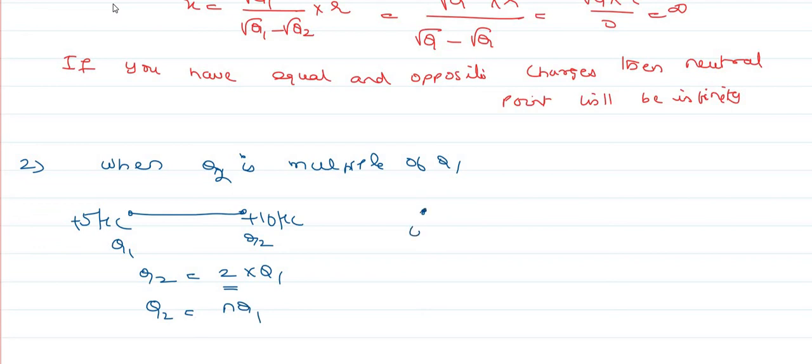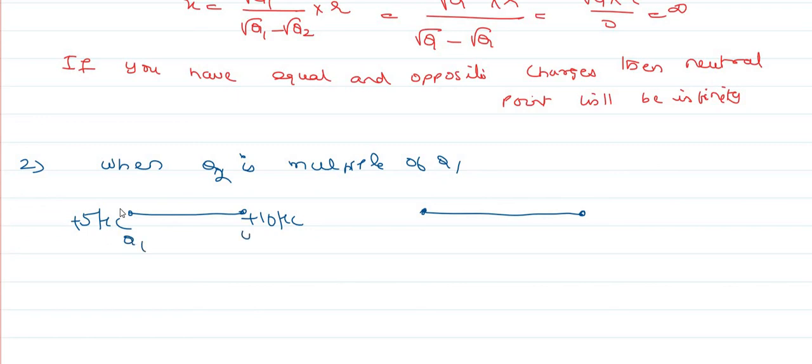So in general, what can I write? Q1 I will take, Q2 I will be taking as nQ1. This is Q1, this is Q2. But this is a special case, so let me redefine it because it will be confusing. Take Q1 as Q, that is 5 microcoulomb. Q2 can be written as 2 times Q. So that 2Q I am writing as nQ. So this will be proper.